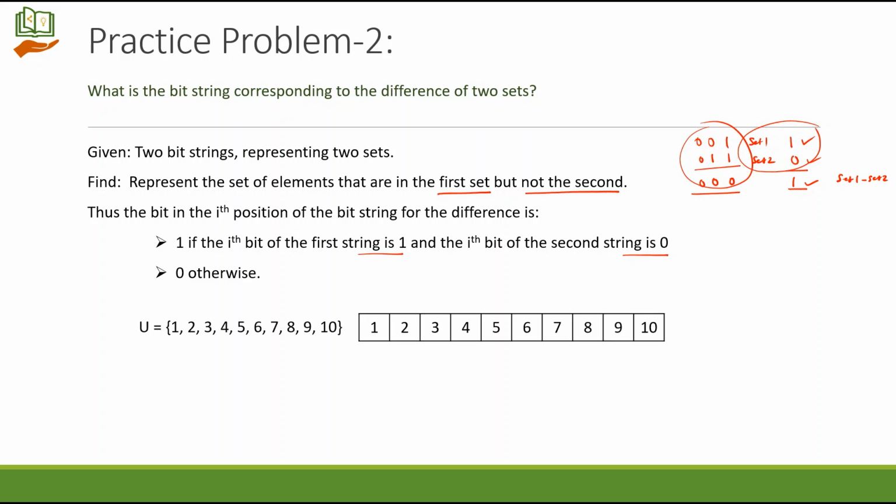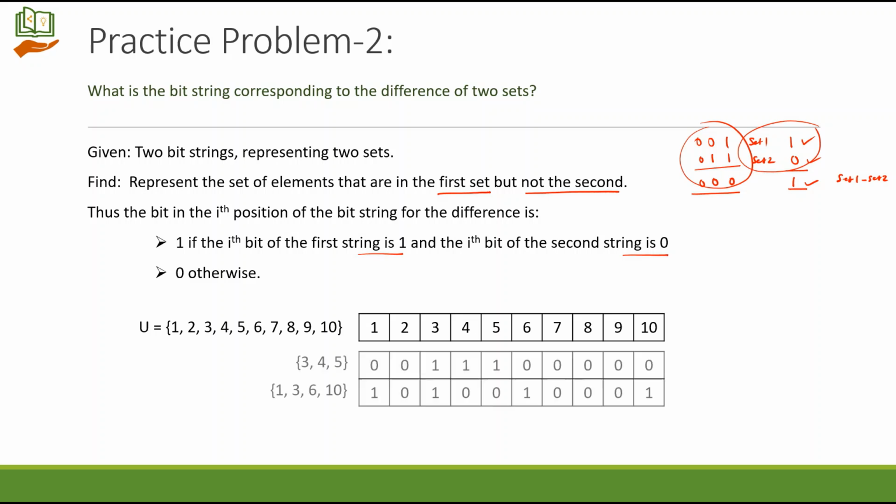So let's take the universal set 1, 2, 3, 4, 5, 6, 7, 8, 9, 10. So let's take it for 3, 4, 5 and then 1, 3, 6, 10. Actually, this is the question. So how do you represent 3, 4 and 5? Only under 3, 4 and 5 you will have 1. The remaining 7 positions are 0. What about 1, 3, 6, 10? Under 1, under 3, under 6 and under 10 we have 1. The remaining positions are filled with 0.